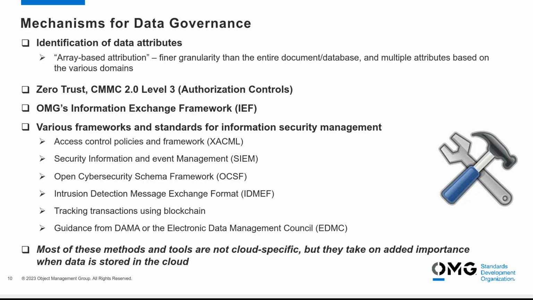So what are the mechanisms for data governance? The identification of data attributes, this array that we're talking about, becomes something that you would enter into your data governance policy. Today, a data governance policy may be very high level. That ambiguity, though, is what drives a lot of the process debt.